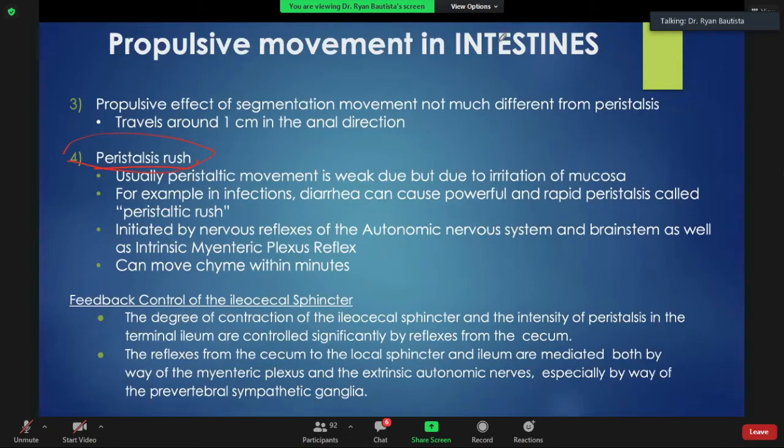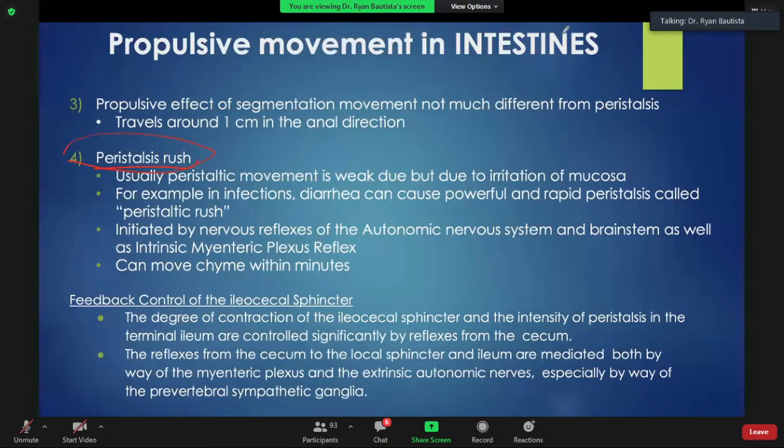I even talked to my gastrointestinal specialist friend. The only time that he gave an anti-diarrheal agent to a patient was because the anus was already bleeding from diarrhea. He told me he could not do anything, it was already defecating blood. Okay, so you need that peristaltic rush.